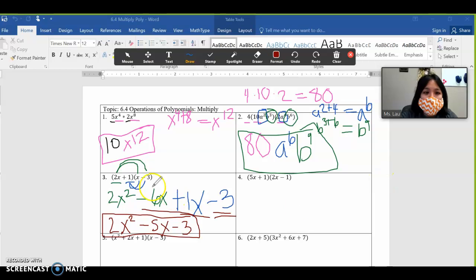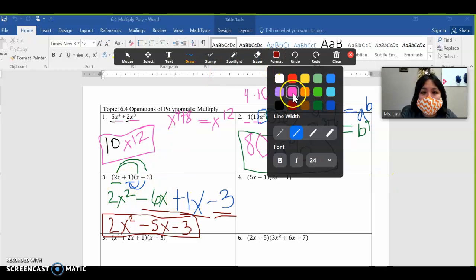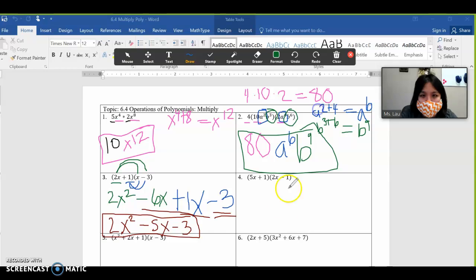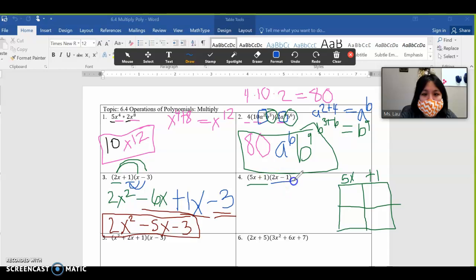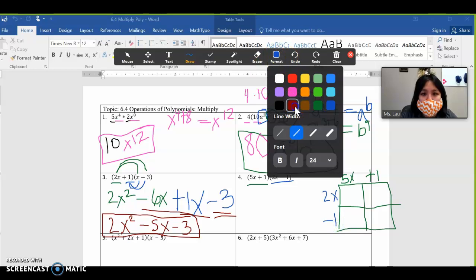Okay? So, if you didn't like to distribute twice, there is another way that you can multiply them. And we're going to use, it's kind of like the box method when we did completing the square. But these terms are on the outside of our box. So 5x plus 1, that's going to go on top. So 5x plus 1. And then 2x minus 1 goes on the side. So 2x minus 1. And then we just multiply.